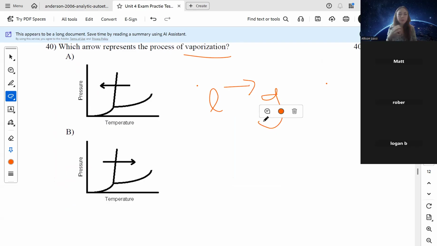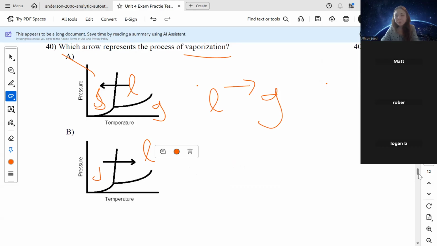So if we're going from liquid to gas, if we identify our regions here, we can see that this would be liquid to solid in this first one. So this would be freezing, so that's out. Next I have from solid to liquid. This will be melting, fusion.